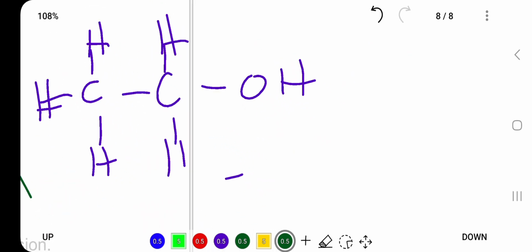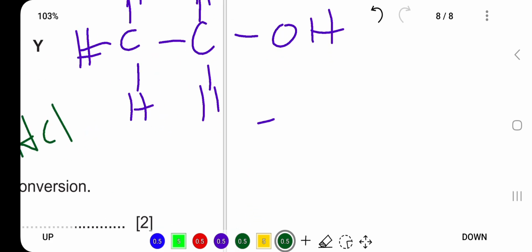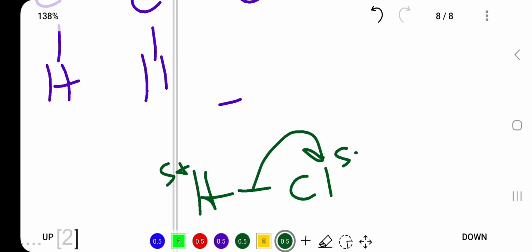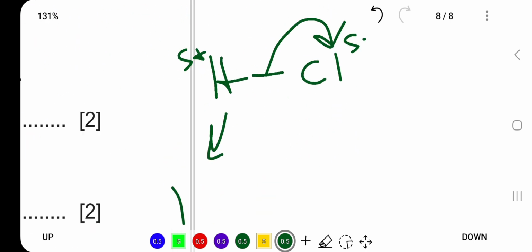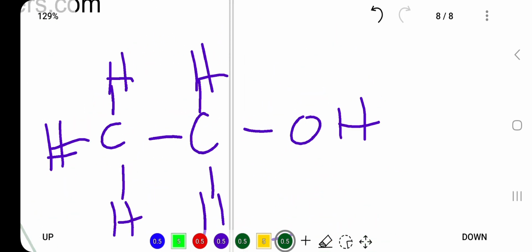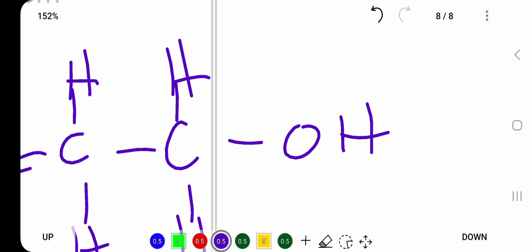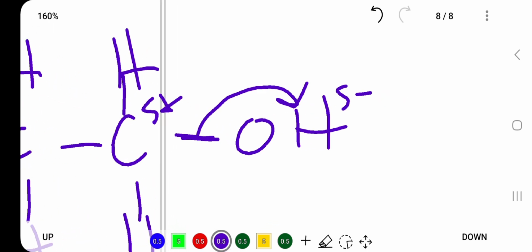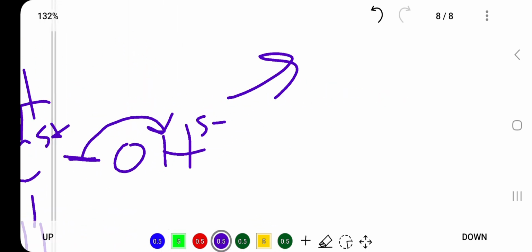Alright, so the mechanism will be: HCl. Cl is more electronegative than H, so it will take the electron to be H plus and Cl minus. Now here the OH is more electronegative than carbon, so it will take the pair of electrons shared between them both, so the OH will go.